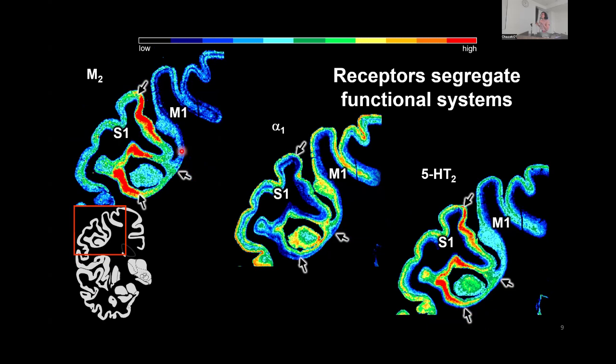The next one is that receptors also distinguish between functional systems. And the cutout in this image is centered around the central sulcus, and on the rostral wall of the central sulcus, we have the primary motor cortex, M1, and on the caudal portion of the central sulcus, we have the primary somatosensory cortex, S1. When you compare these three receptors, you can see that the densities of the different receptors are almost always opposite in these two functional systems. So when one receptor type shows a high density in one of these areas, it shows a very low density in the other area.